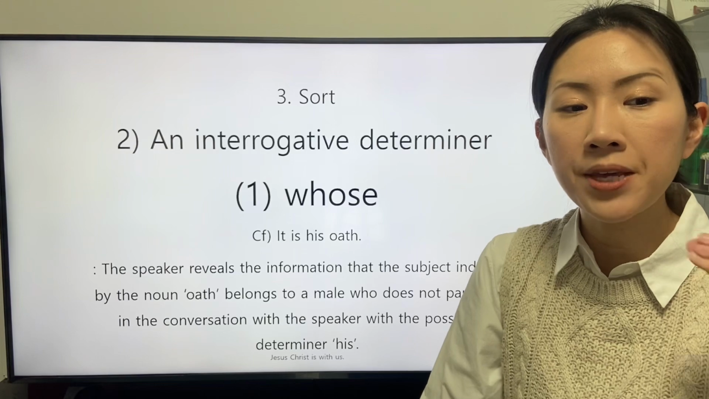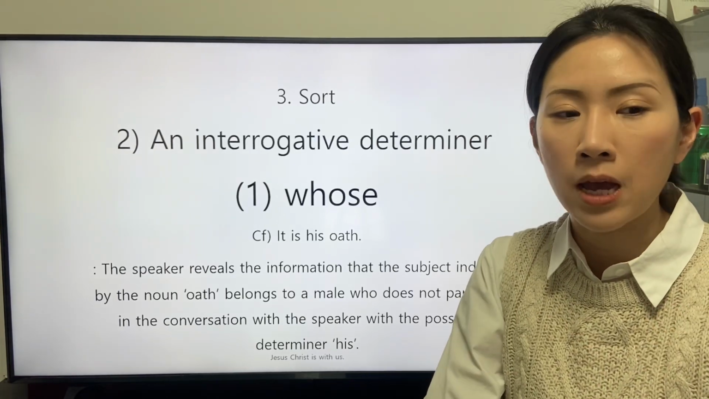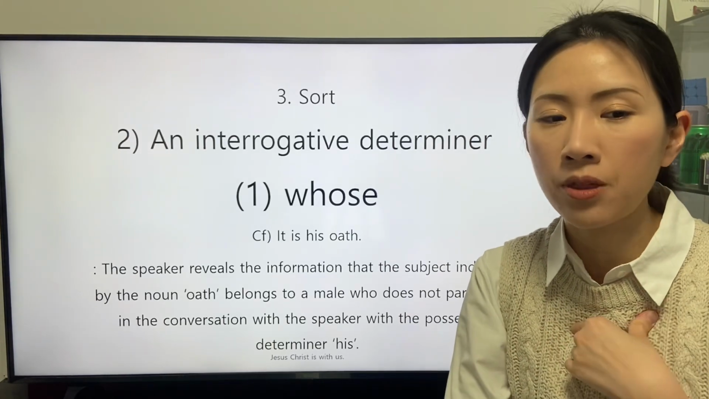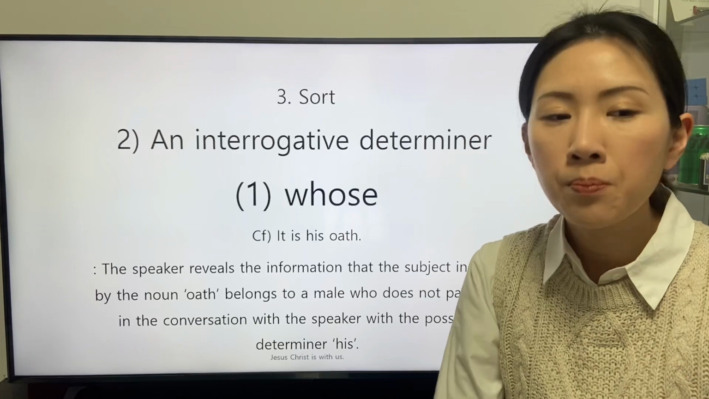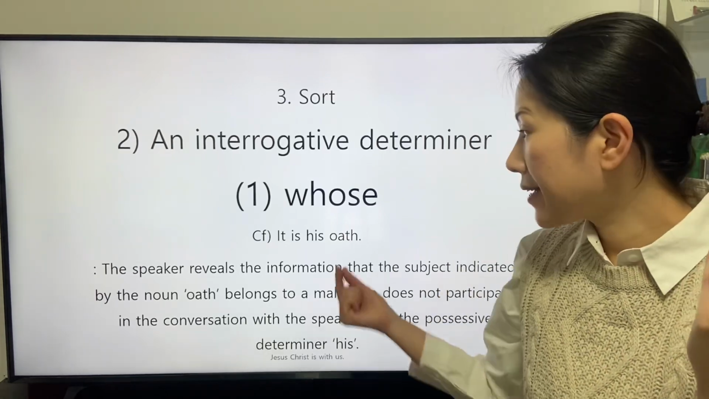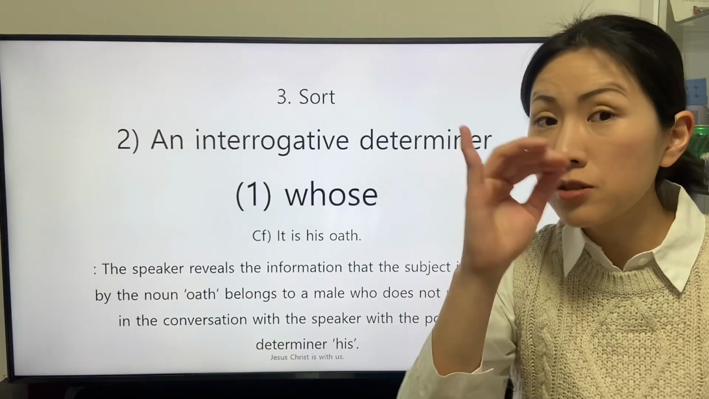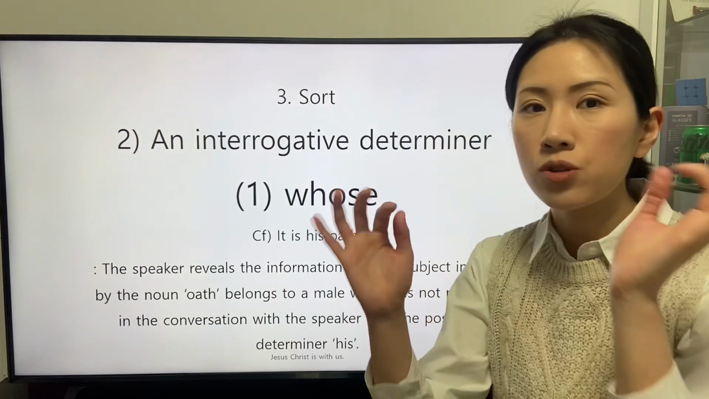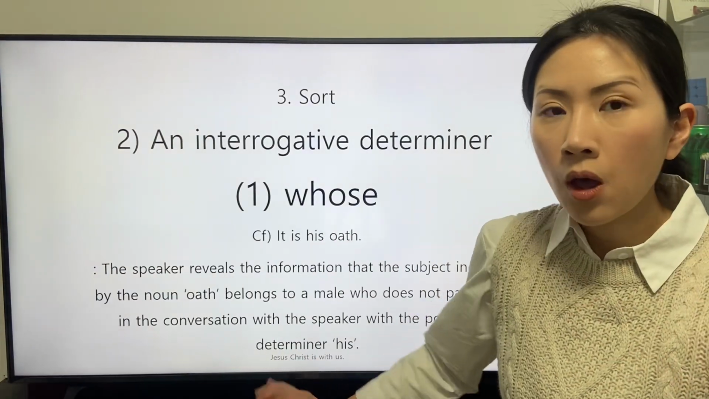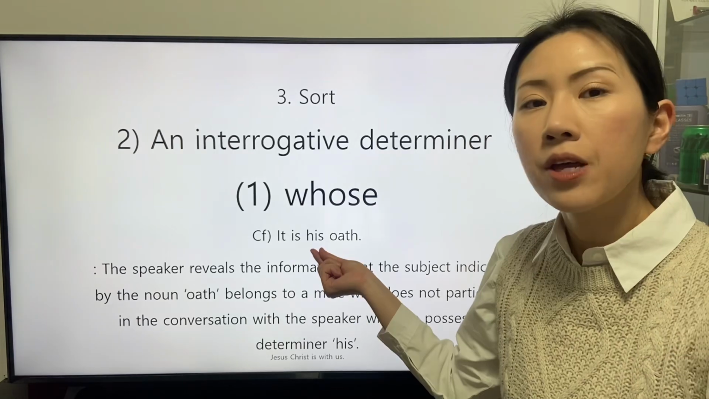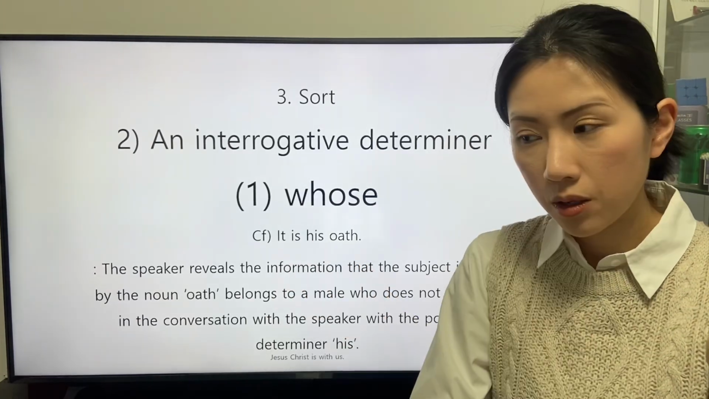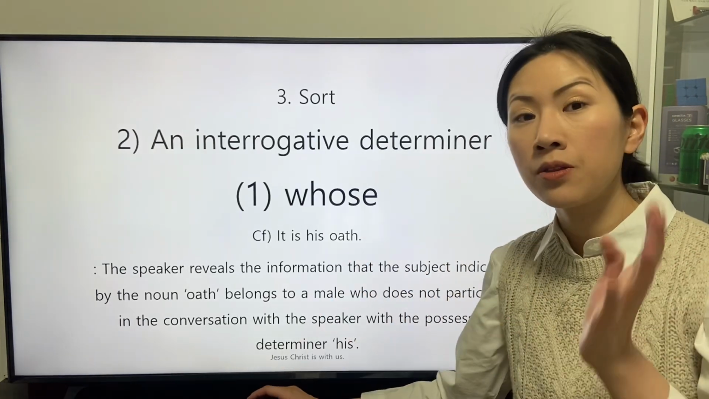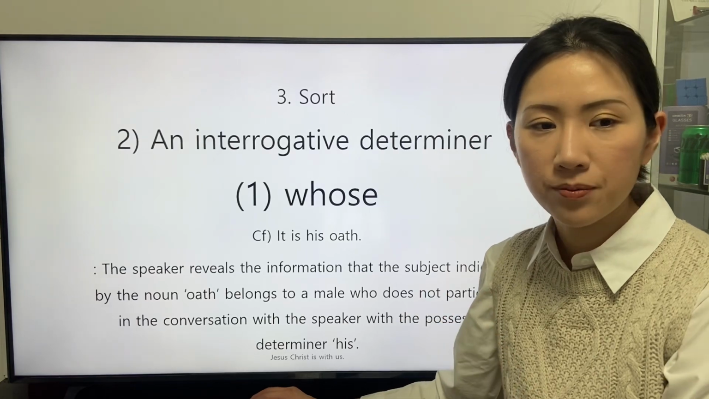The speaker reveals the information that the subject indicated by the noun oath belongs to a male who does not participate in the conversation with the speaker, with the possessive determiner his. The possessive determiner his reveals the subject that the specified object indicated by the noun oath belongs to. So we can understand that the possessive determiner his corresponds to the interrogative determiner whose in the interrogative clause.